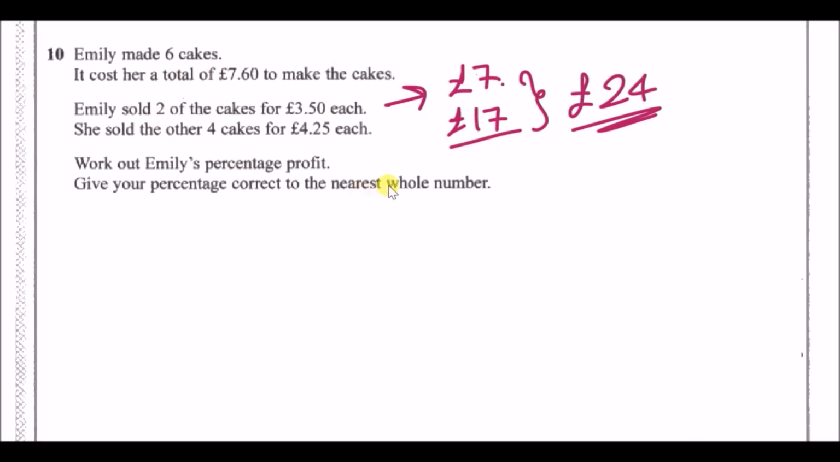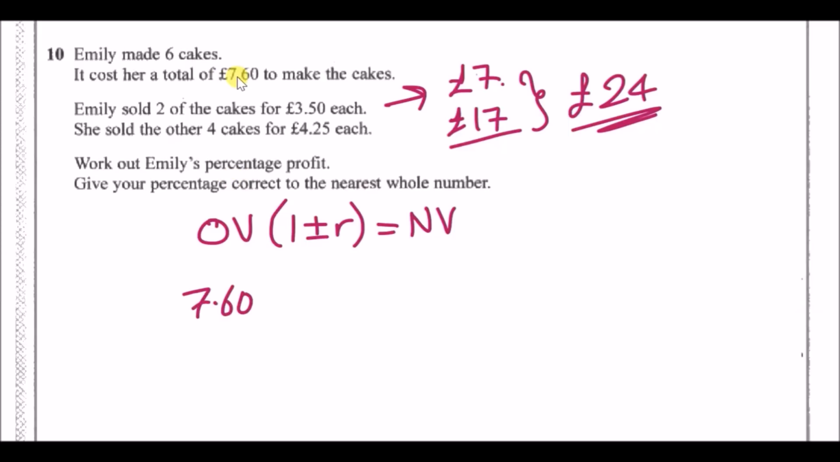Now work out Emily's percentage profit. Easy. Okay, so to do something like this, you can literally use the classical formula, which is OV times 1 plus or minus a rate gives us the new value. Okay, OV is the old value, NV is the new value. Where the old value in this case is going to be £7.60, representing the cost. Because it's a percentage profit, profit means you're going up. It'll be 1 plus that percentage rate equals the new value, which is how much you sold it for, £24.